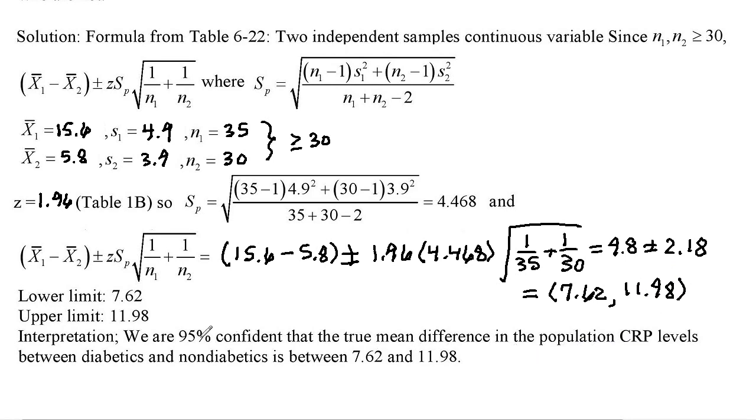So add and subtract that. Margin of error is what that quantity is. So our lower limit, 7.62, upper limit, 11.98. Our interpretation: we are 95% confident that the true mean difference between the population C-reactive protein levels for diabetics to non-diabetics is between that 7.62 and the 11.98. And remember what that means is if you keep taking repeated samples, for 95% of those samples, the true population mean difference is going to be inside these cutoffs here.